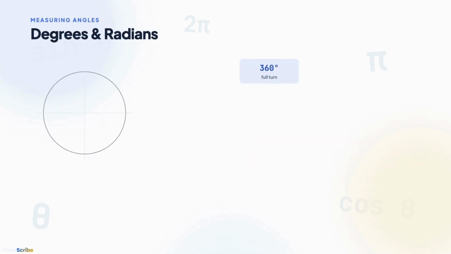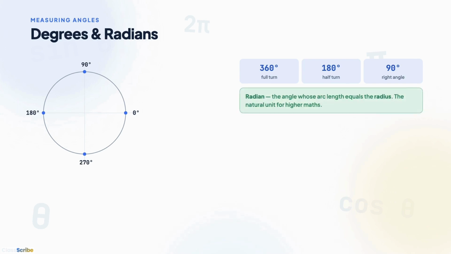You already know angles in degrees. One complete revolution is 360 degrees, half revolution is 180 degrees, and a right angle is 90 degrees. But in higher mathematics, we mostly use another unit called the radian. A radian is based on the radius of a circle and is the natural way of measuring angles.